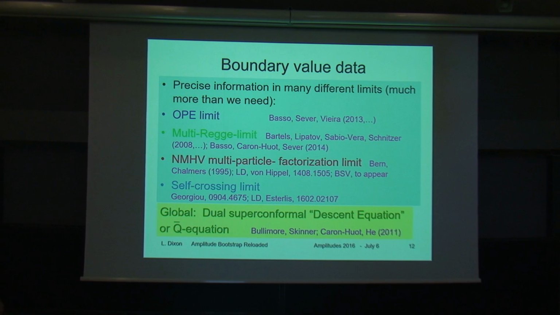But there's also one sort of global piece of information, which I'll come back to later. There's a dual superconformal equation called the descent equation, or the Q-bar equation, that was first studied in 2011, and it's very powerful as well. Global equations are much more powerful than boundary conditions, because they really fix things, or constrain things everywhere in the phase space, not just on some corner or edge.